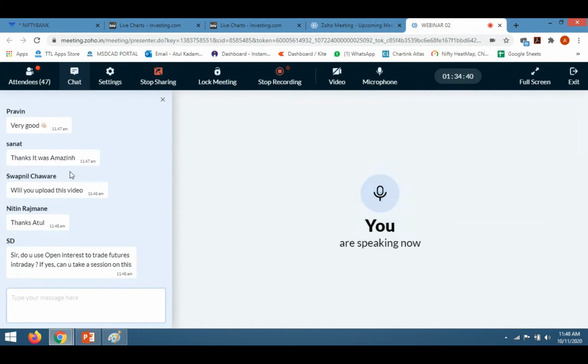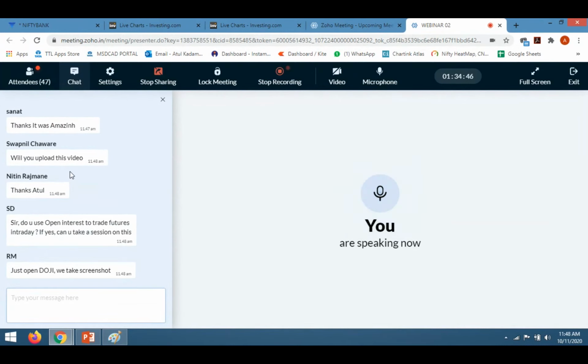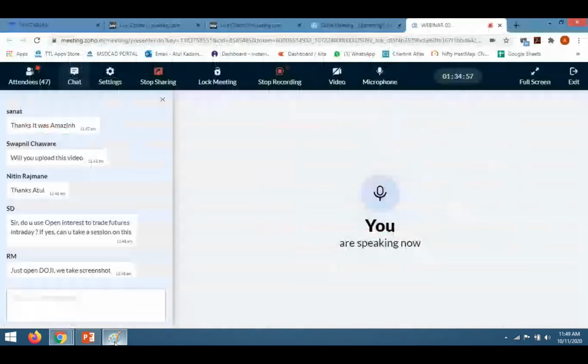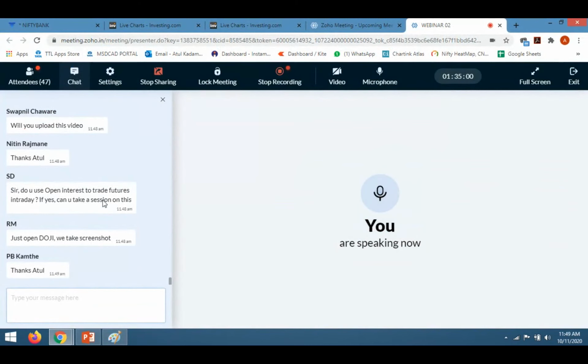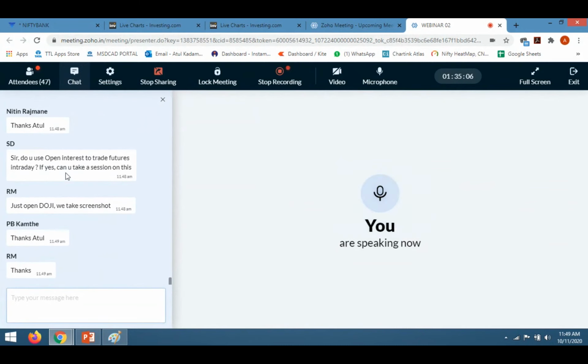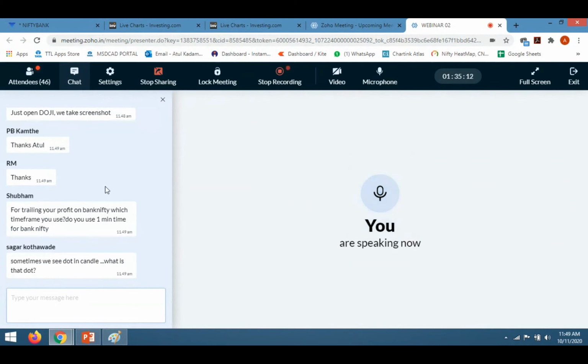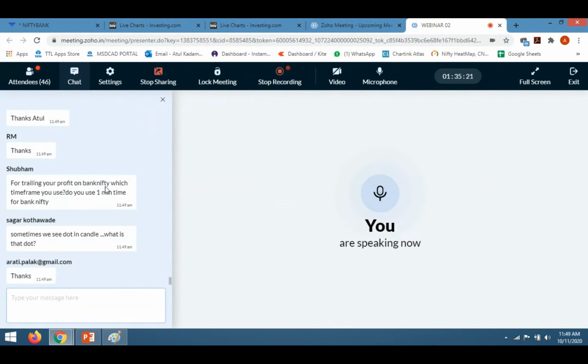Yes, I use open interest and all these advanced stuff for trading. Okay, anyone have any questions? I hope you guys are clear with support resistance, candlesticks and EMA. No Shivam, I'm not using one minute time frame. I stick to my 5 minute time frame only, because the 1 minute time frame is highly volatile. It will shake you out anytime.